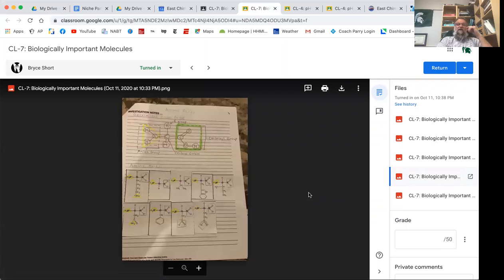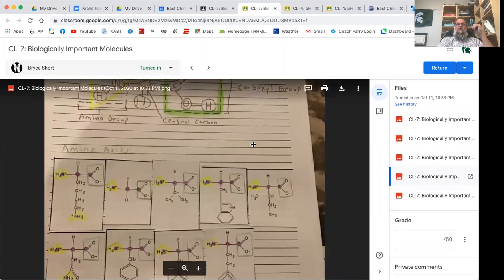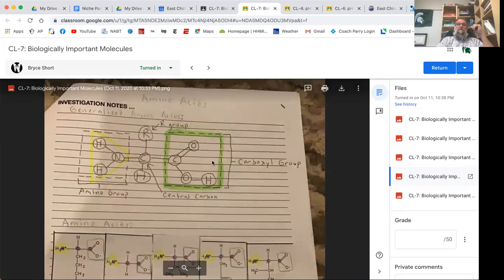And finally, here are our proteins. You should definitely understand the basic structure. There's a central carbon, which has always got a hydrogen, an amine group to the left, a carboxyl group to the right. Amino acid. Carboxyl groups make you acidic. Every one of the 20 amino acids has the same structure.